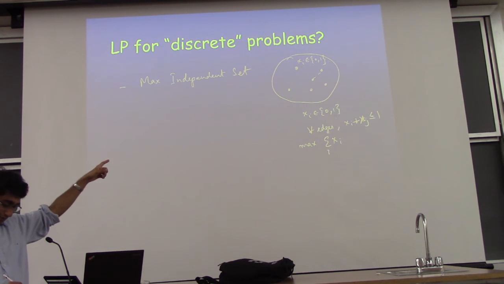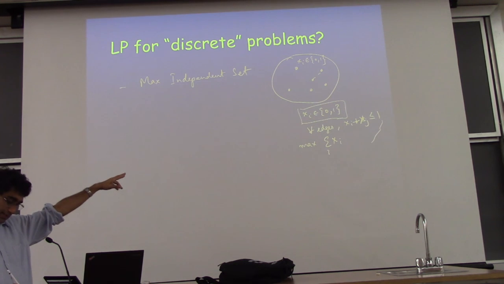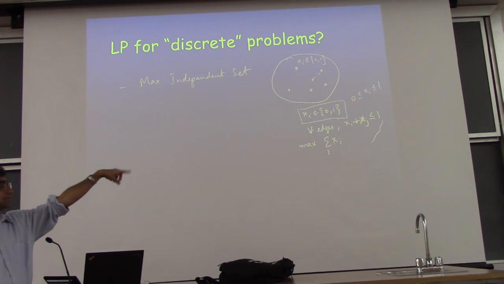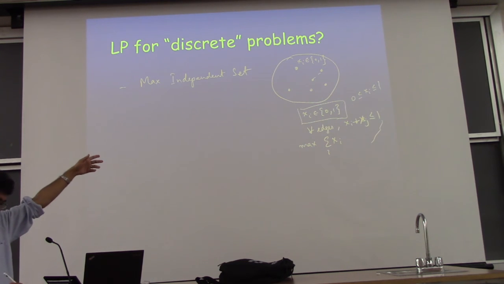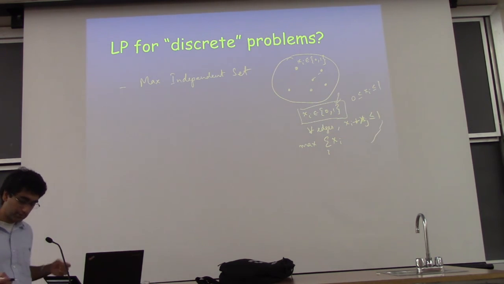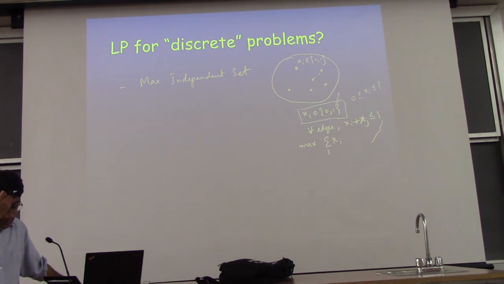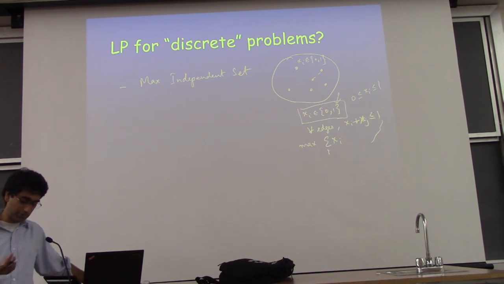If you didn't have this constraint, or if you just had the constraint 0 less than or equal to xi less than or equal to 1, then this is just a linear program. But because of the integrality constraint, this is not linear. It's not even convex, so we couldn't quite solve it. So the kind of question we'll ask today is, can you use linear programs even to solve problems where you seem to have this kind of integrality constraint?